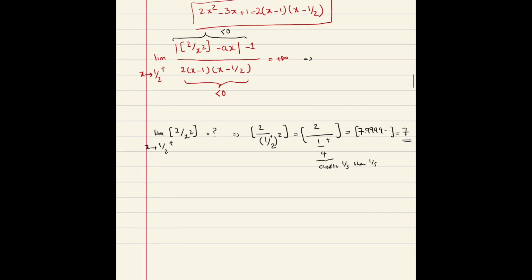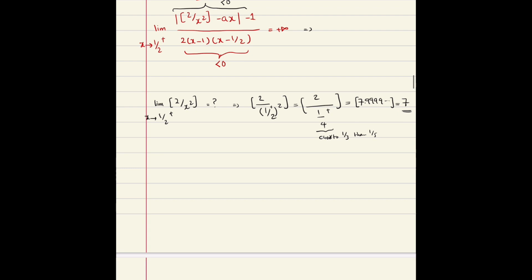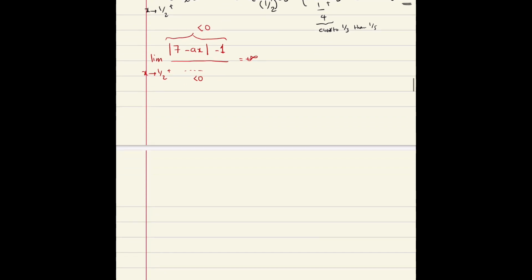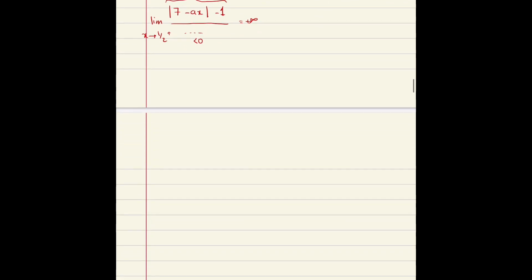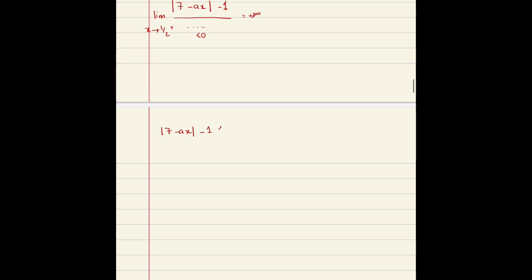So we can replace this value for the square bracket 2 over x⁴. So we would have the limit of the absolute value of 31 minus ax minus 1 over a negative value, as x is approaching 1 over 2 from the right. So as we also said, the numerator has to be negative. So the absolute value of 31 minus ax minus 1 is negative. That's one thing that we do have actually.